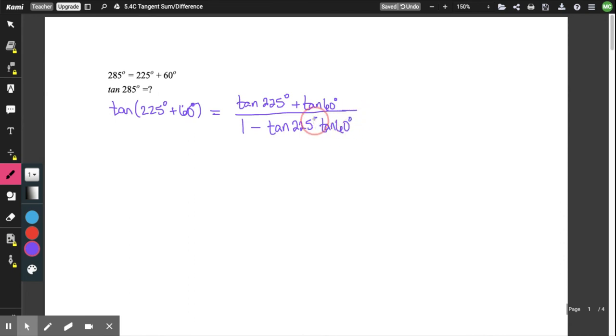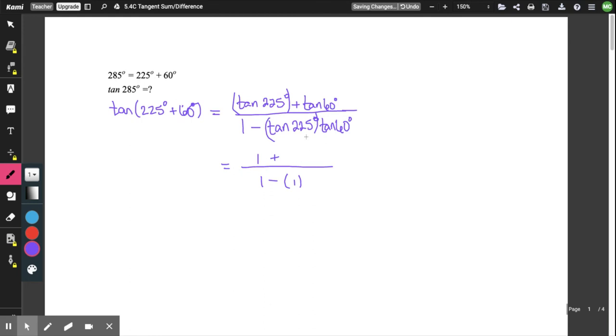So from here, it's just a matter of calculating tangent of 225 degrees and tangent of 60 degrees. And each time I do that, I'm going to get two values because tangent of 225 appears here and here. So tangent of 225 degrees is in quadrant 3. And in quadrant 3, tangent is positive, and the reference angle there is 45 degrees. So tangent of 45 degrees is 1. And I've got a plus sign. So now let me go ahead and put the 1 down here as well.